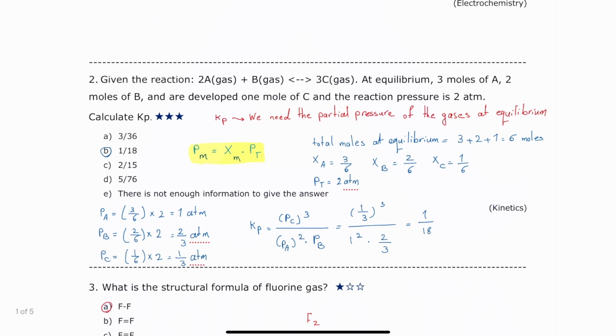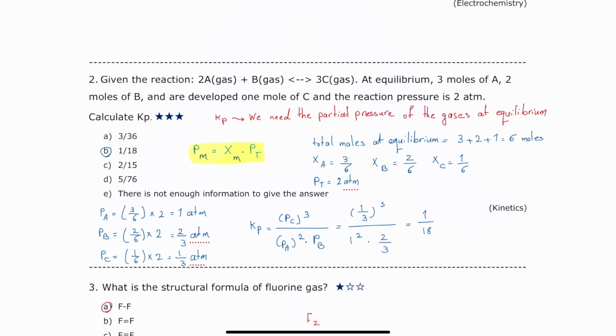The next question is kind of important. It says that given this reaction, which is at equilibrium, and the phases are gases. Given this reaction at equilibrium, 3 moles of gas A, 2 moles of B, and 1 mole of C, and the reaction pressure is 2 atmosphere. It wants the constant of pressure for equilibrium.